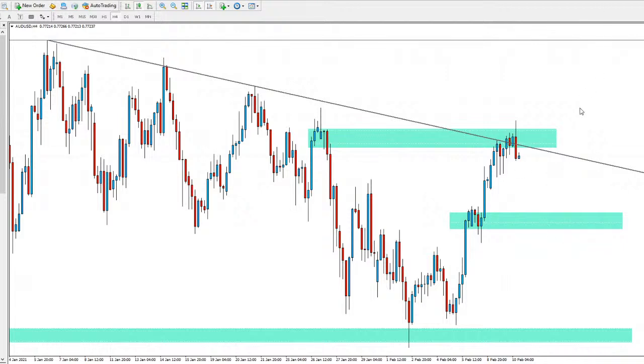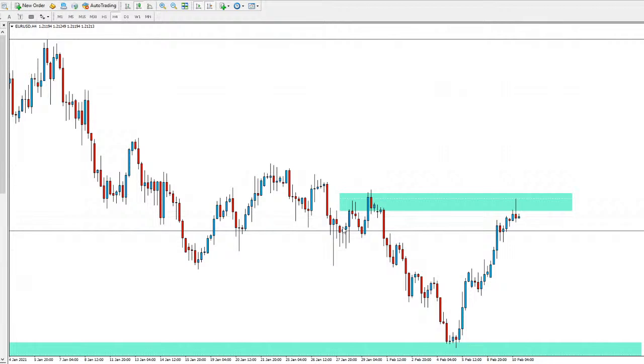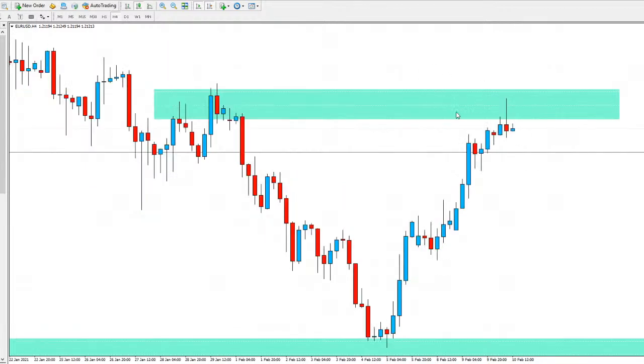Then might see another attempt at breaking through the trend line, or maybe price coming back all the way to the lows down there. EUR/USD, we tapped into this area like I said yesterday. Probably going to come and tap into this area of resistance here.